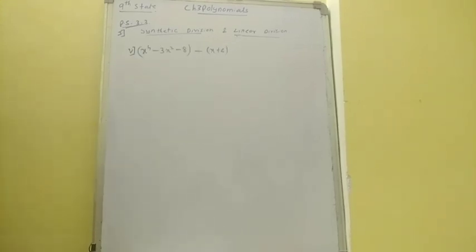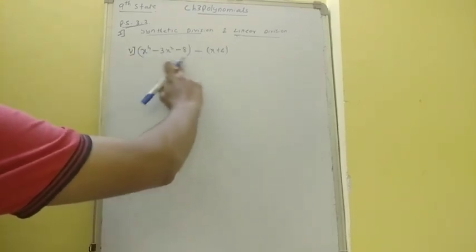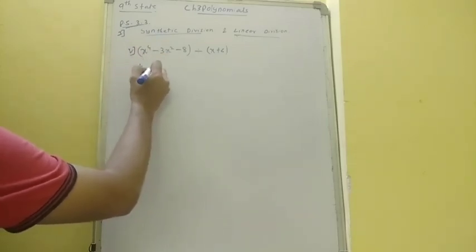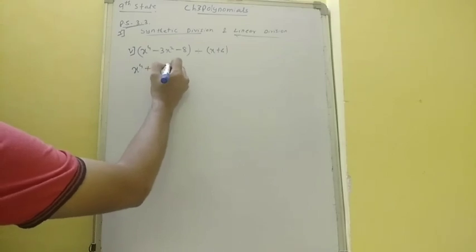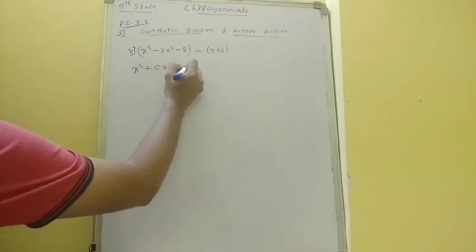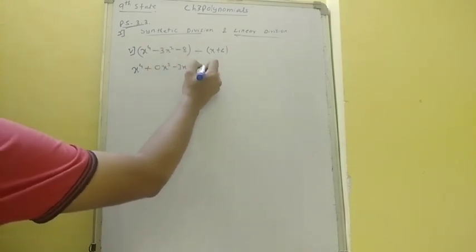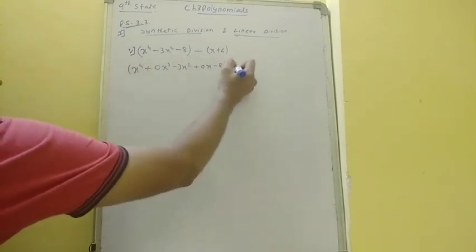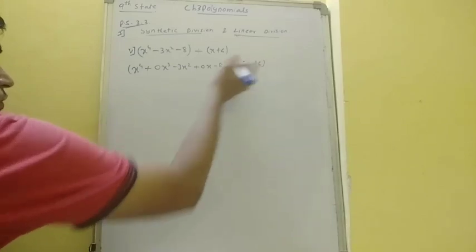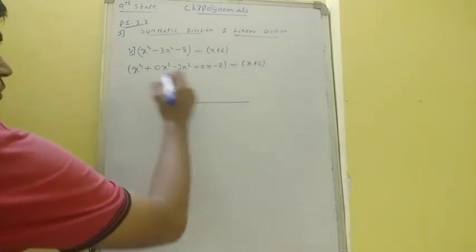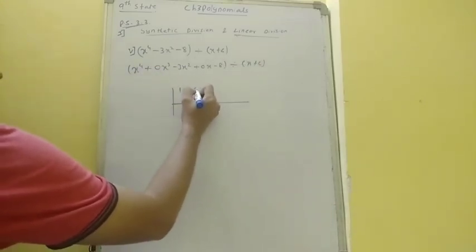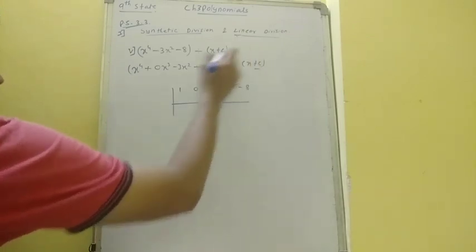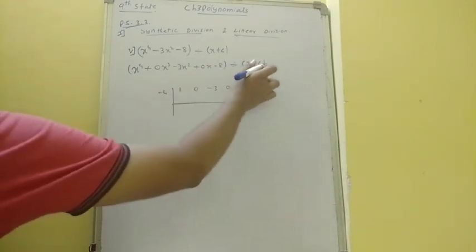Okay, we'll write this polynomial in standard form and we'll write whatever terms are missing between them. So x raised to 4 plus 0x raised to 3 minus 3x raised to 2, then there is no x, so 0x minus 8 is divided by x plus 4. So we'll write it in the coefficient form. So it is 1, 0, minus 3, 0, minus 8 and plus 4 will be written as minus 4.